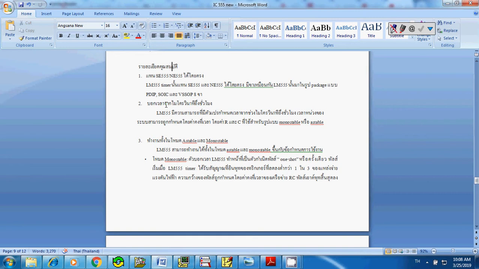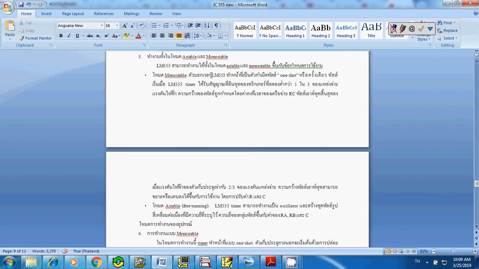Number 2, it can do timing from microseconds to hours. The LM555 has a parameter to define the time from microseconds to hours, and also the delay time of the system can be specified by the time constant, or the product of R and C, and this can be used as the monostable or Astable Multivibrator mode. Number 3, it can work in both astable and monostable multivibrator modes, depending on the requirement of the application.